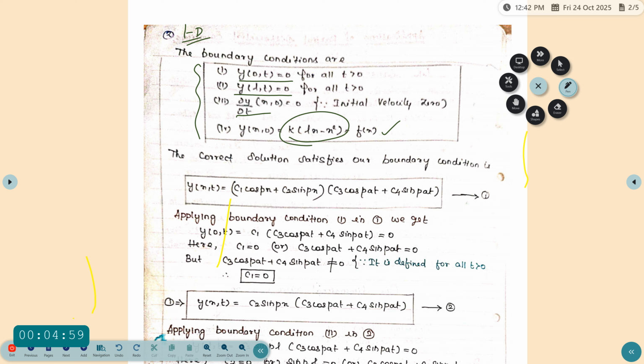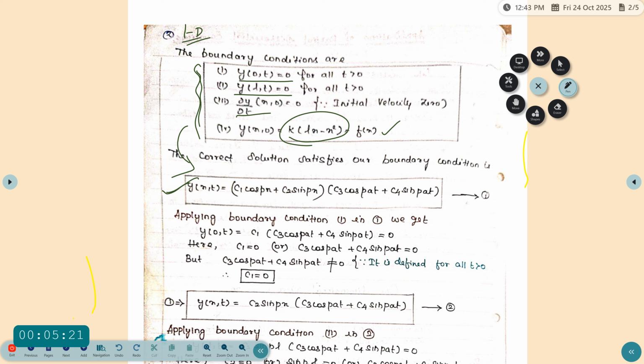What is the correct solution for the one-dimensional wave equation? This is our correct solution: y of (x, t) is equal to (c1 cos px plus c2 sin px) into (c3 cos pat plus c4 sin pat). From this equation, we have to apply the boundary conditions one by one and find out the values of the constants c1, c2, c3, c4.